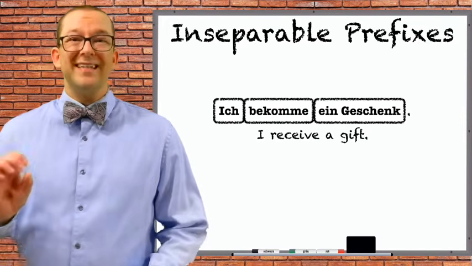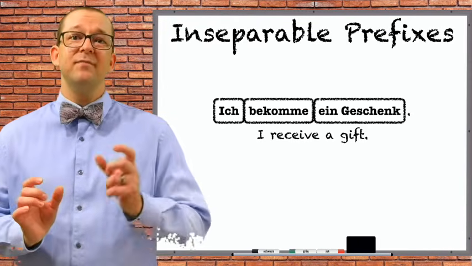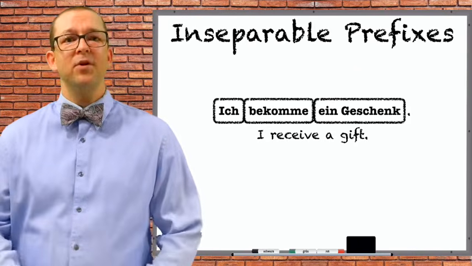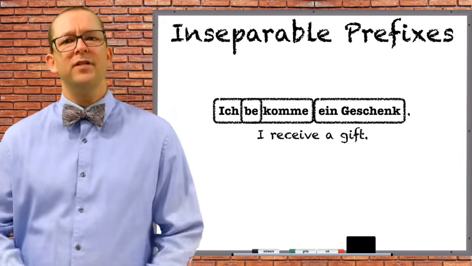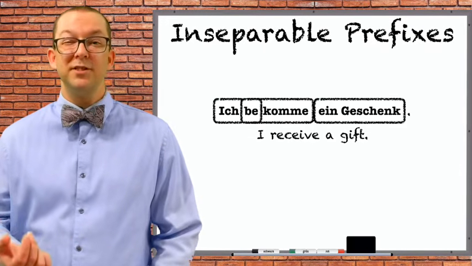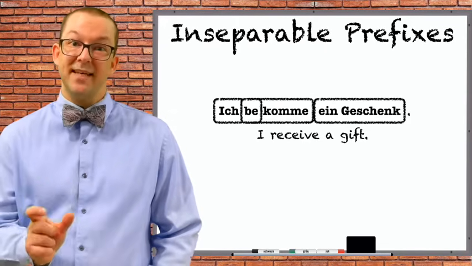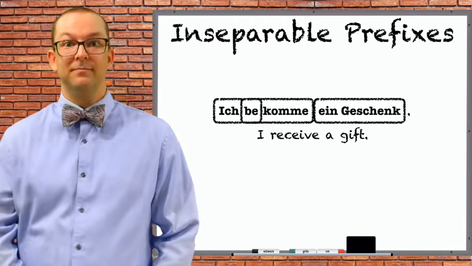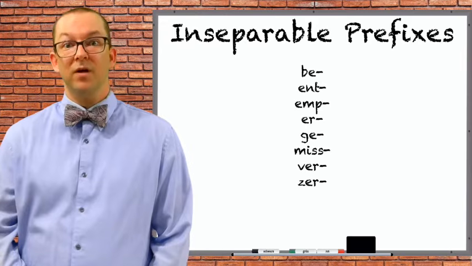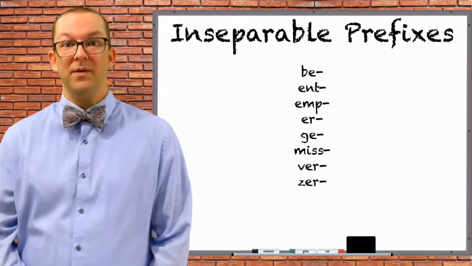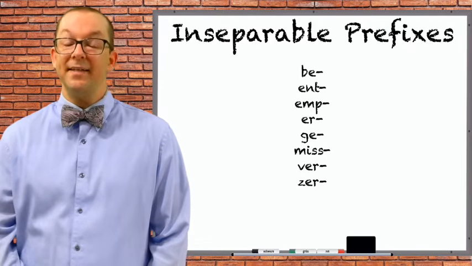Some prefixes are inseparable. This means that they modify the meaning of the verb, but they stay attached instead of being moved to the end of the sentence. For example, kommen means to come, but bekommen means to receive. Although these prefixes don't get removed, you should still be aware of them because they won't take the ge prefix that is added in the perfect tense, while the separable verbs will. The list of inseparable prefixes is relatively short. They are be, ent, emp, ge, miss, ver, and zer.